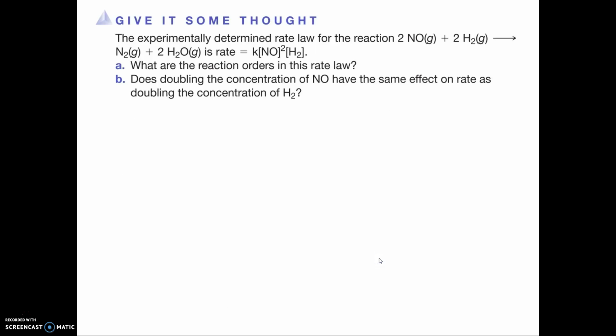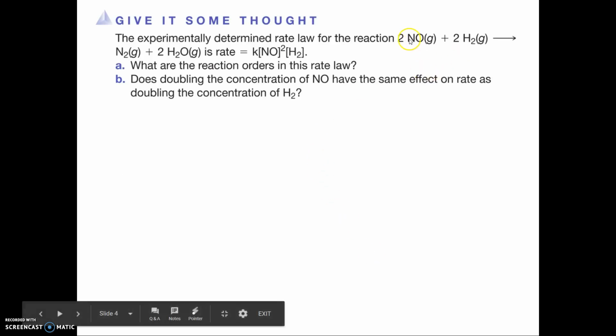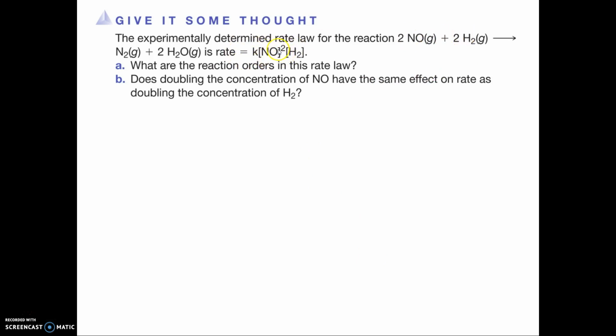Okay, look at this one right here. Here's my reaction, and then my rate law is right here. What are the reaction orders in the rate law? According to the NO, it is a second order rate law. According to the H2, it is a first order rate law. There's a 1 there. And the overall rate law would be the 2 plus the 1 makes a 3. It's a third order rate law.